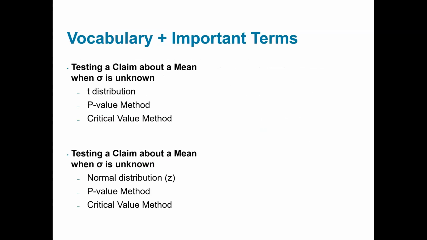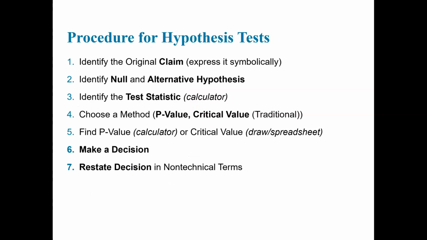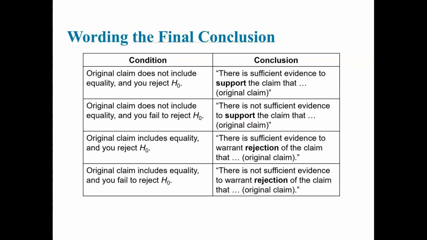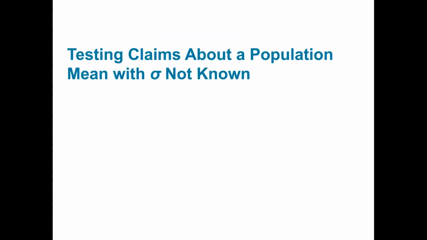So we'll be focusing our main attention here, and then just one quick example for the latter because, oops, that should say known, because usually sigma is unknown. So the procedure is the same, and the only difference is that our test statistic is going to be a little bit different, so we'll be using a different calculator stroke to figure that out. We're still going to love the p-value method over the critical value method, but we'll still do both. We're still going to have the same wording for the final conclusion.